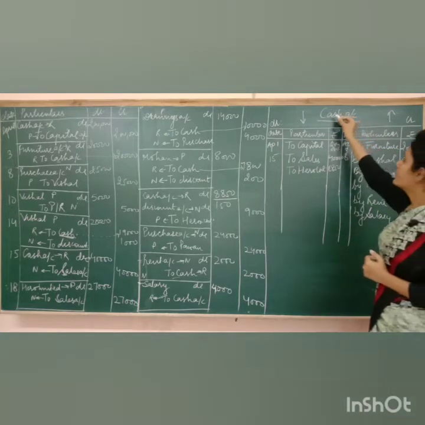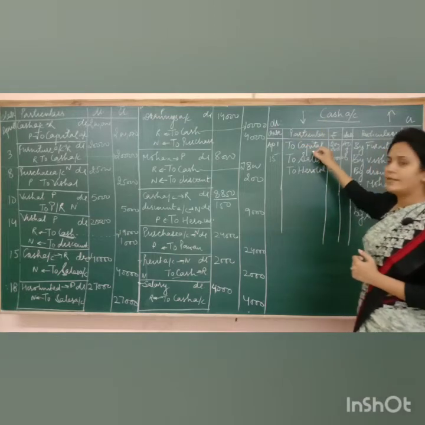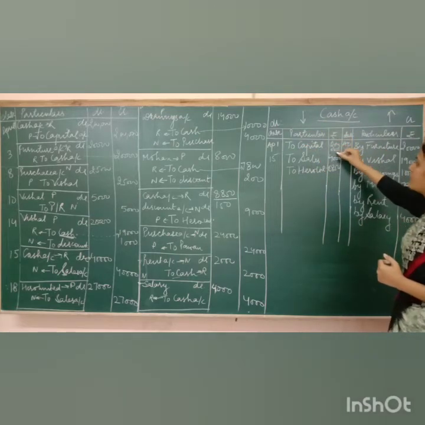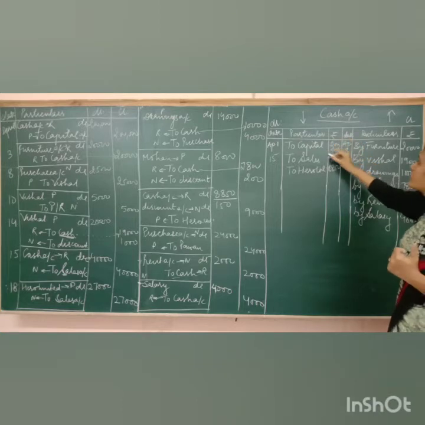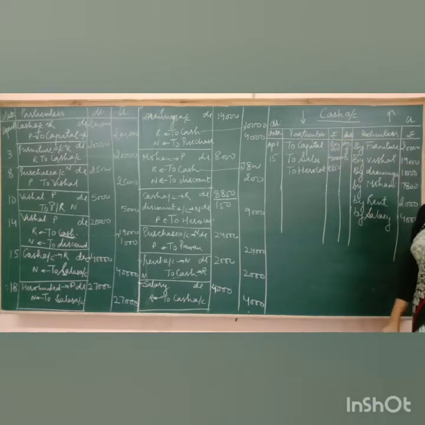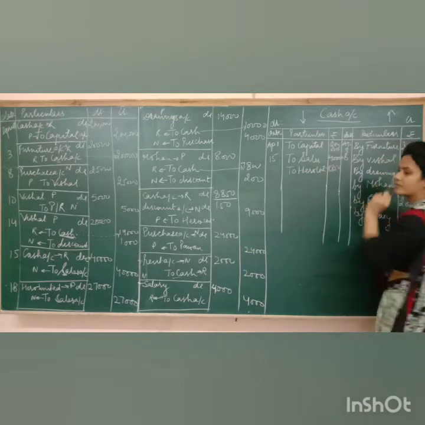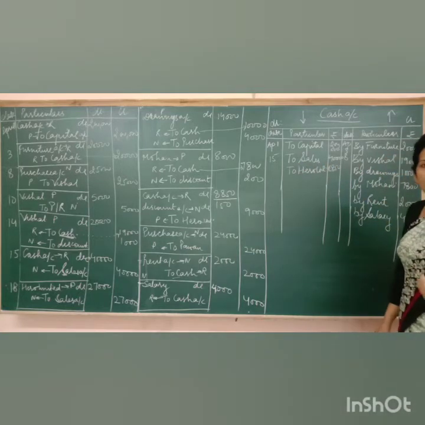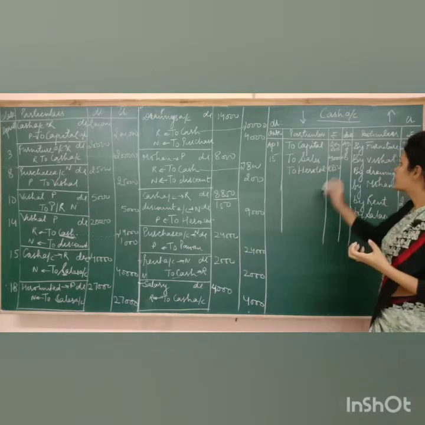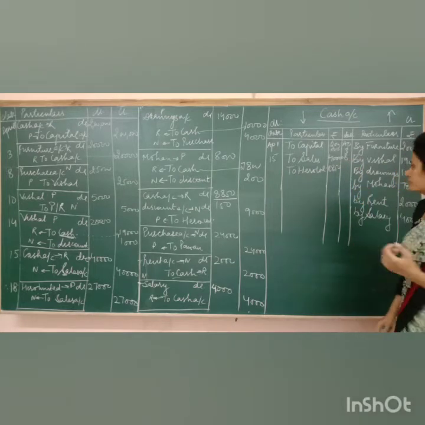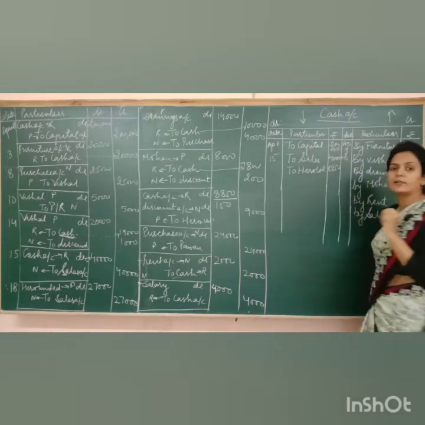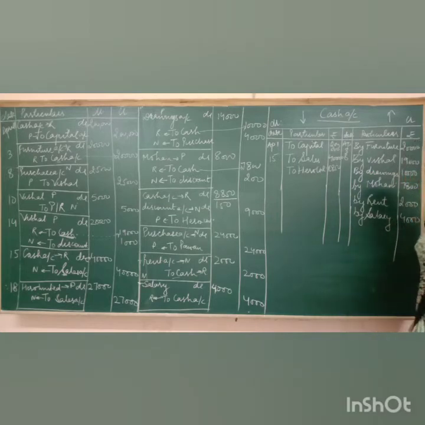If I am writing here to capital, it means that cash has come into the business of rupees 2 lakh in the form of capital. If I am writing to sales, it means that we have sold the goods and we have got the cash of rupees 40,000. If I am writing to Hero Limited here, it means that Hero Limited has given us the cash of rupees 8850. If any transaction is on the credit side of this account, it means that cash is going out.